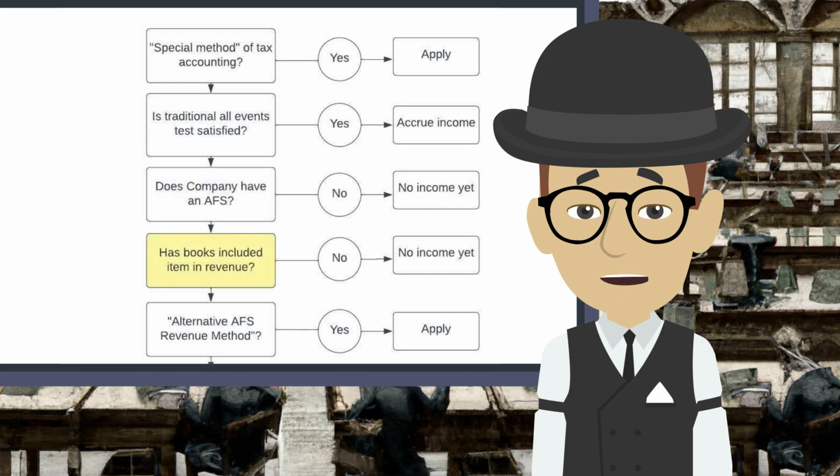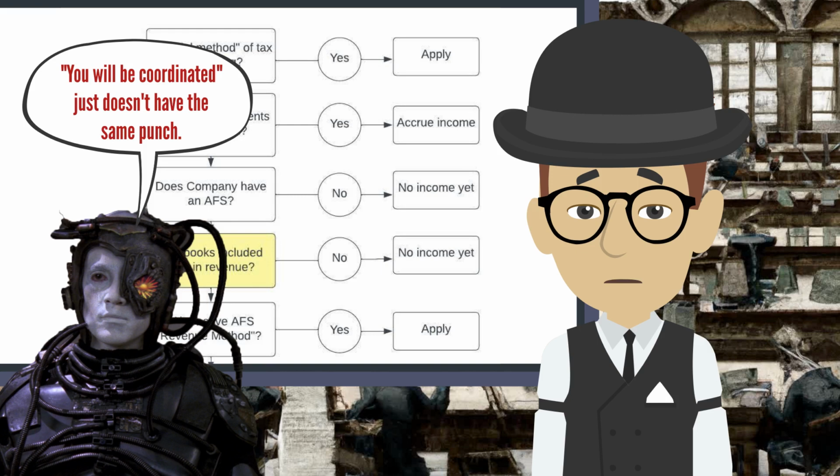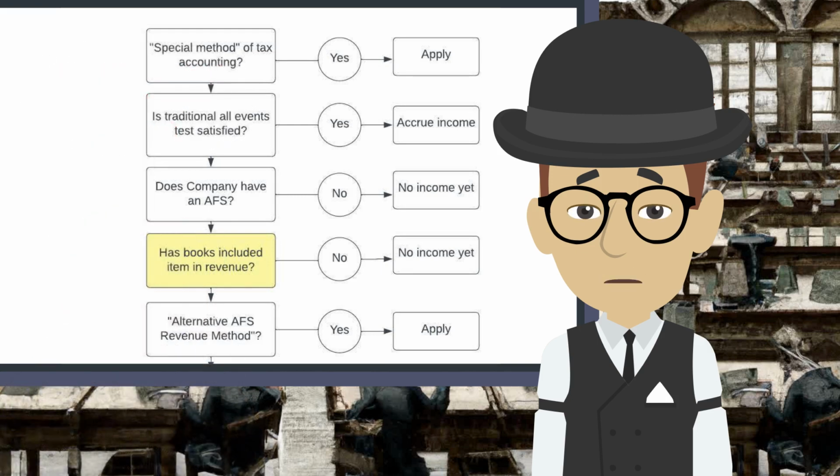If you do have an AFS for the entire tax year, the next step is identifying any items that have been included in book revenue for the year, but that have not yet satisfied the traditional all events test. This is where coordination between the book and tax departments of the company is now critical. If you have an AFS for the entire year, you have to identify all of the book inclusions that might be triggering this new taxable income requirement.